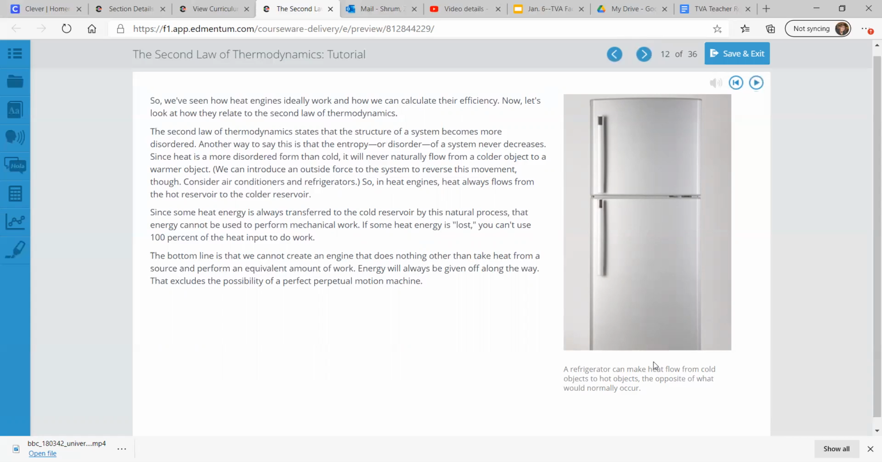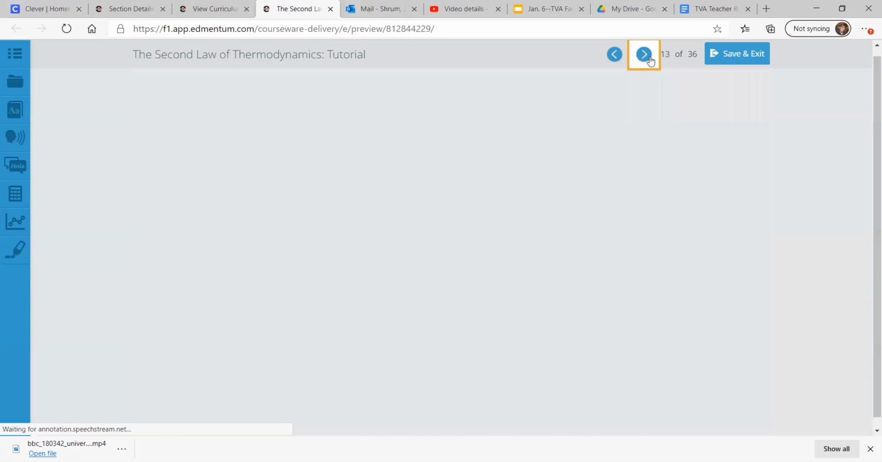A refrigerator can make heat flow from cold objects to hot objects, and that's the opposite of what would normally occur. But that takes energy to do. That's not natural. We have to input energy, and that's why refrigerators need electricity to operate and to do that work.